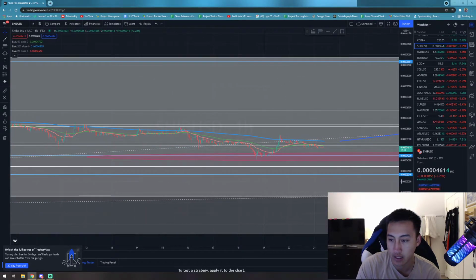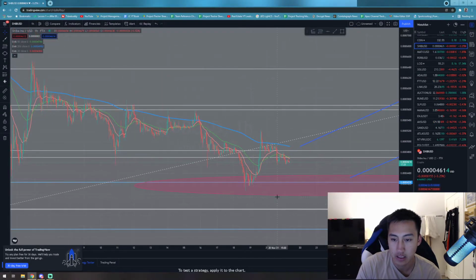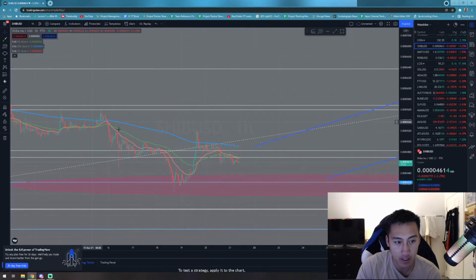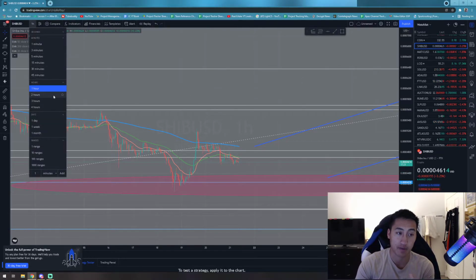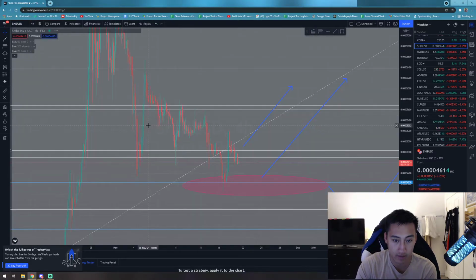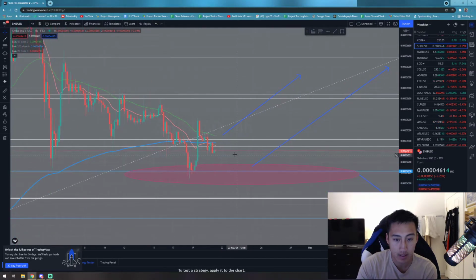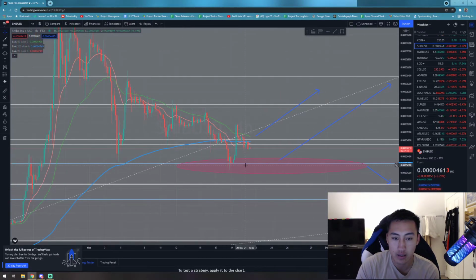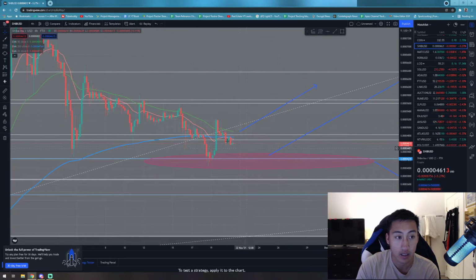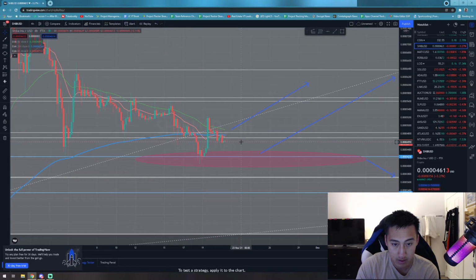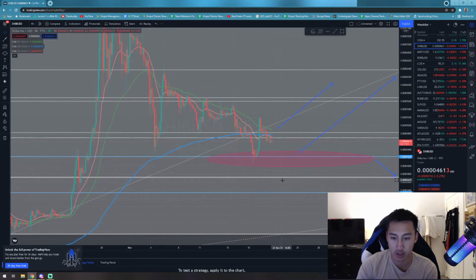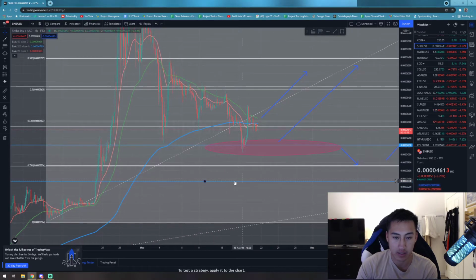Okay, so right now it's hard to say. Looking at the 1 hour time frame, it seems like it's still going down. If I look at the 4 hour here, yeah, it's definitely gonna go down. And if this green moving average crosses this blue, once it crosses, it's for sure gonna go down. And I'm thinking it's gonna go down to this support level here.